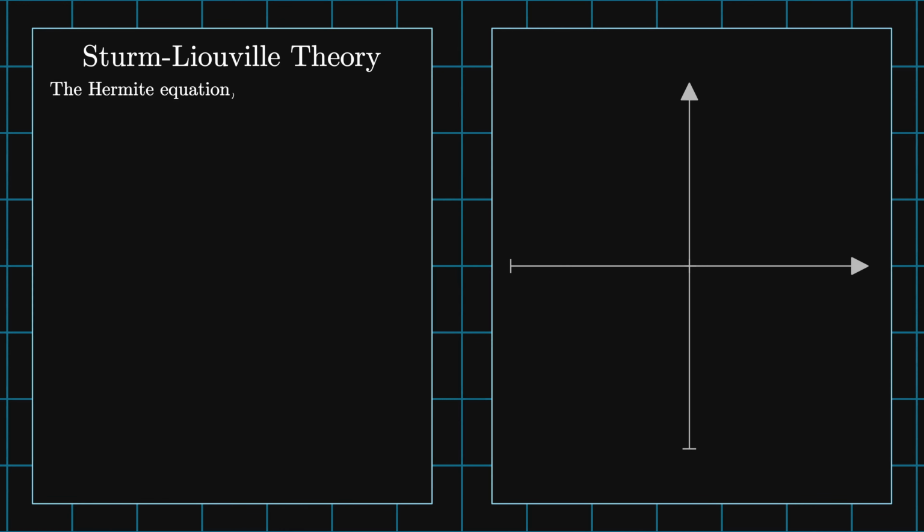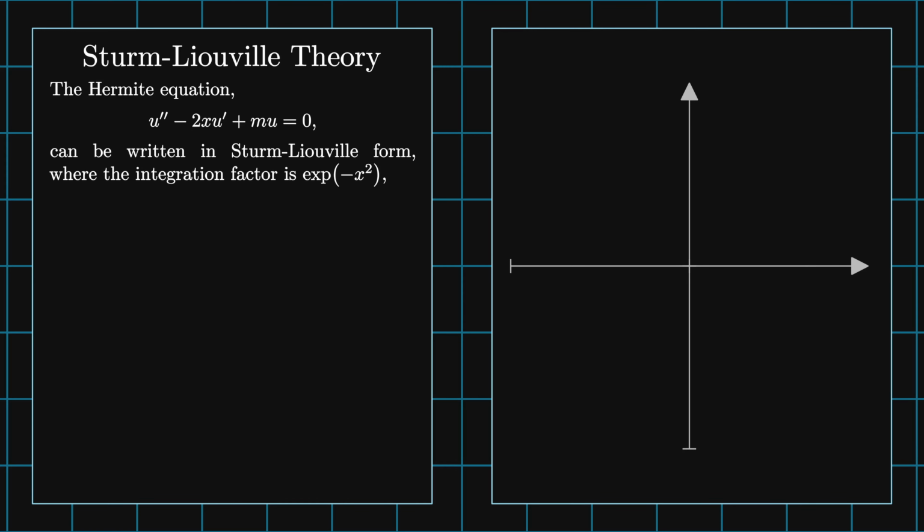Another example is the Hermite equation, u double prime minus 2x times u prime plus m times u equals 0, which can be written in Sturm-Liouville form as d/dx of e to the minus x squared times du/dx plus m e to the minus x squared times u equals 0, where the integration factor is the Gaussian e to the minus x squared.